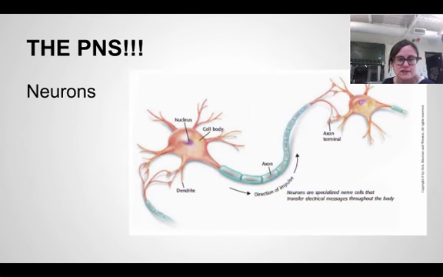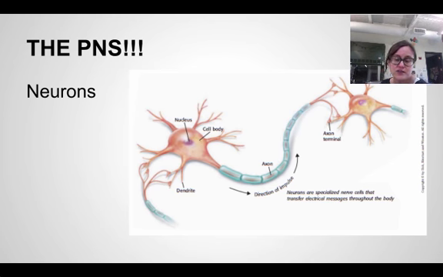In the peripheral nervous system, one of the very important structures is called a neuron, and a neuron is essentially a nerve cell. It's a very specialized cell that is in charge of sending and receiving information. And the information that is sent through your body is sent in something called impulses. And impulses are electrical messages.